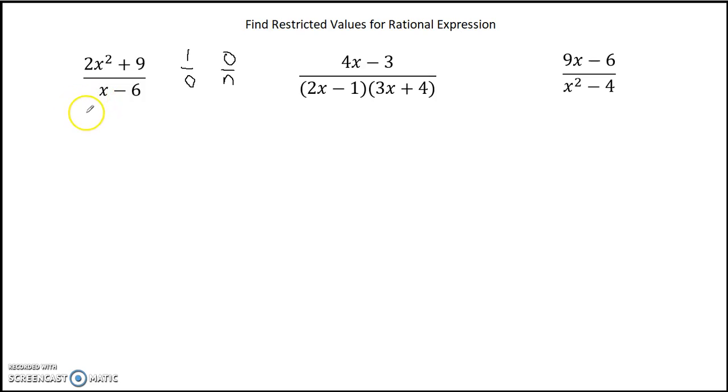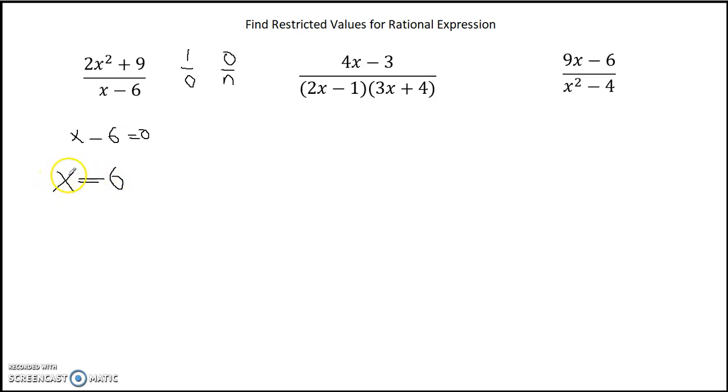Well, that's pretty simple. All you do is you take the denominator, which in this example is x minus 6, and set that equal to 0. And then you solve it for x. So if we add 6 on both sides, we'll get x equals 6.